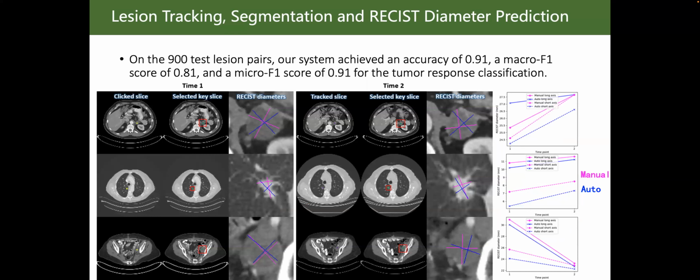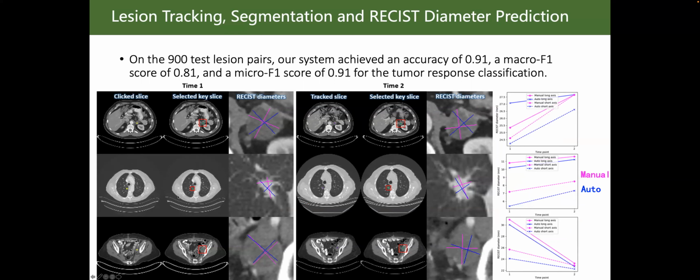So we tested this system on 900 test lesion pairs. It can achieve an accuracy of 91%, and the F score is also over 80%, and then 90% for the tumor response classification.